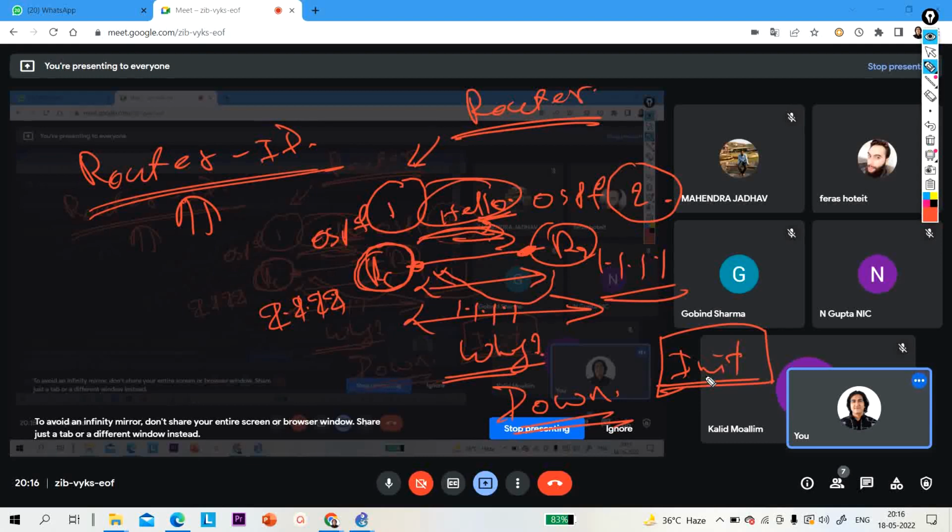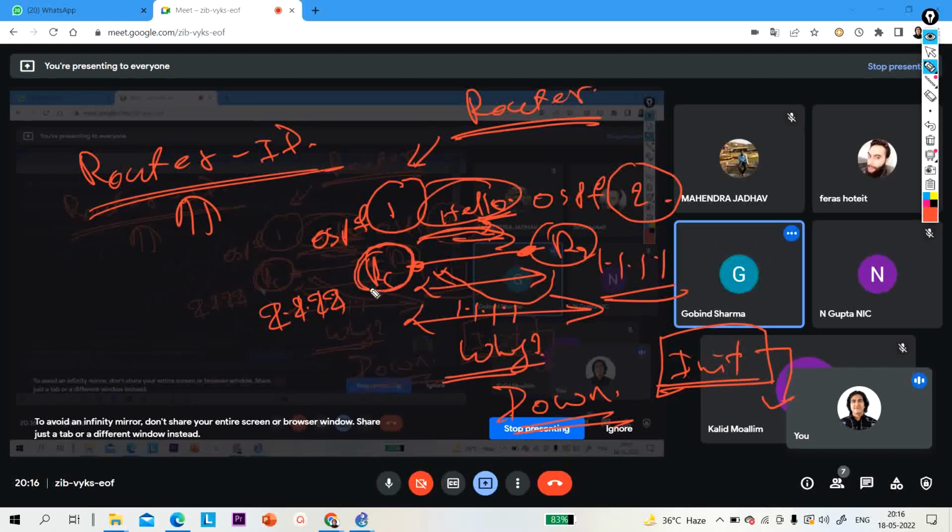Okay, tell me how the state moves from init state to two-way state. When will the state move to two-way state from init state? When the router receives a second hello packet. Second hello packet? Yes. Why? Why when the router receives a second hello message? I have never discussed these things. I think you mentioned when the router receives its own router ID.